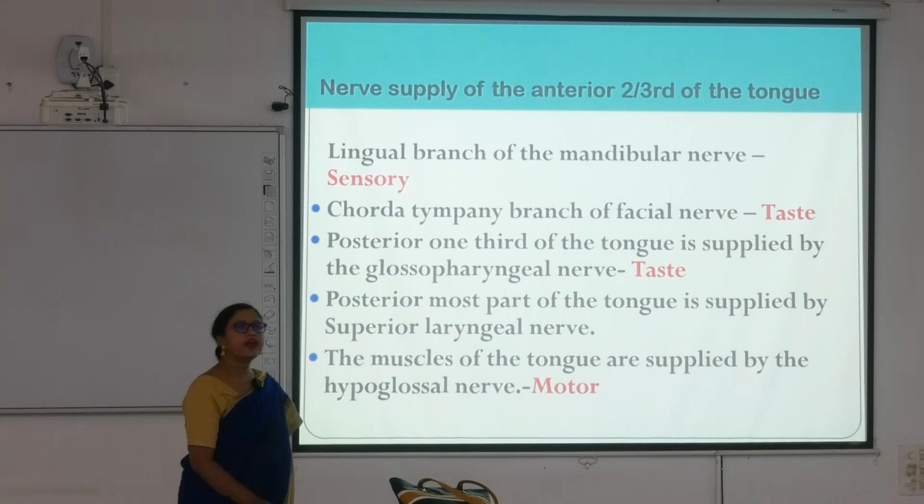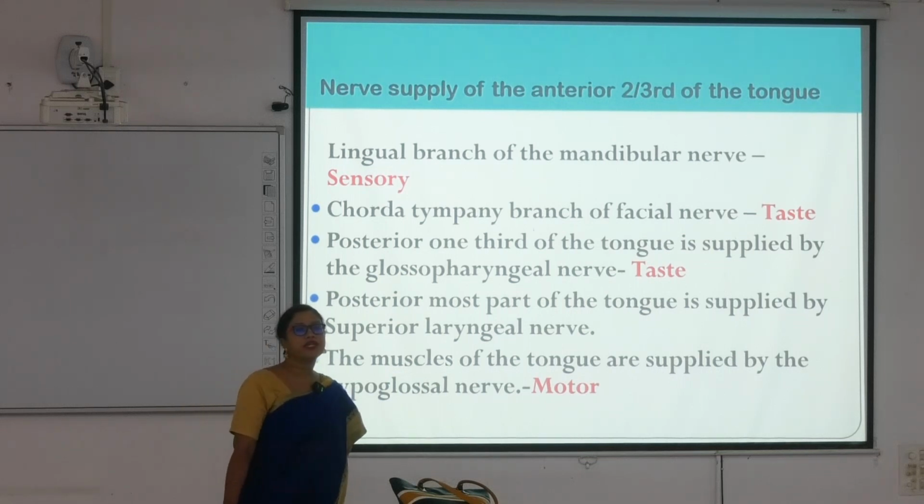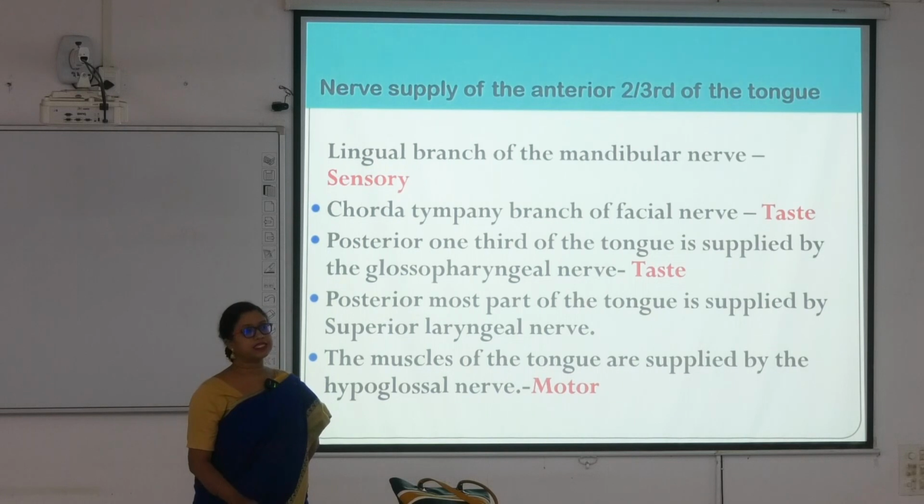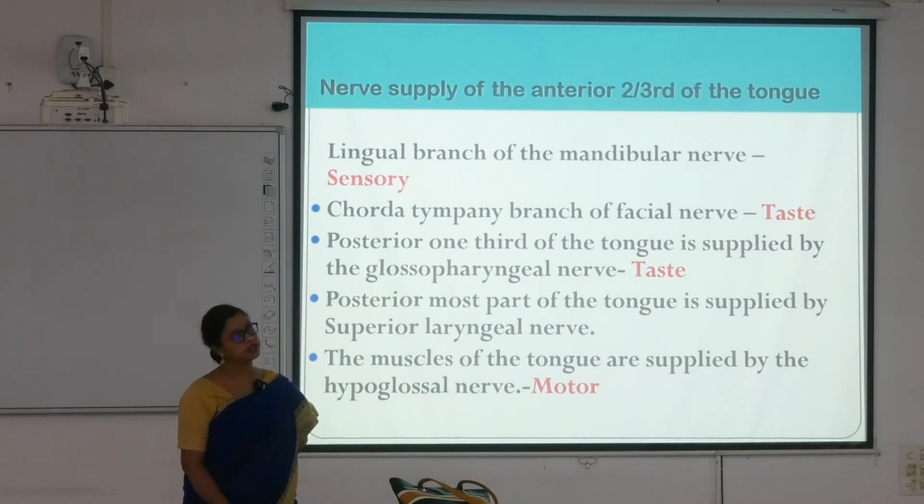So tell me about the pharynx. All the muscles of the pharynx are supplied by what? What supplies the pharynx? Cranial group of accessory, except, very good, stylopharyngeus, which is supplied by the glossopharyngeal nerve. Only one nerve supplies one muscle, the stylopharyngeus, okay?